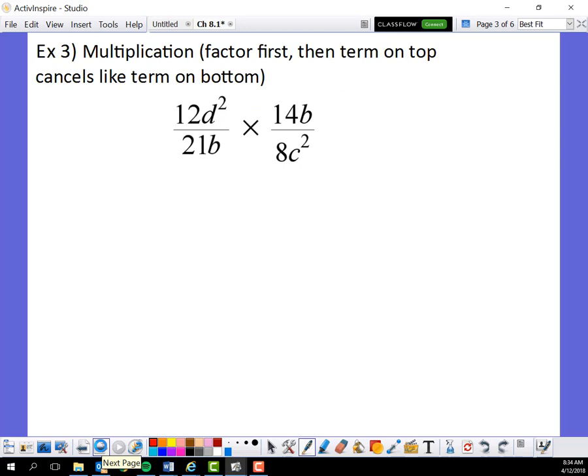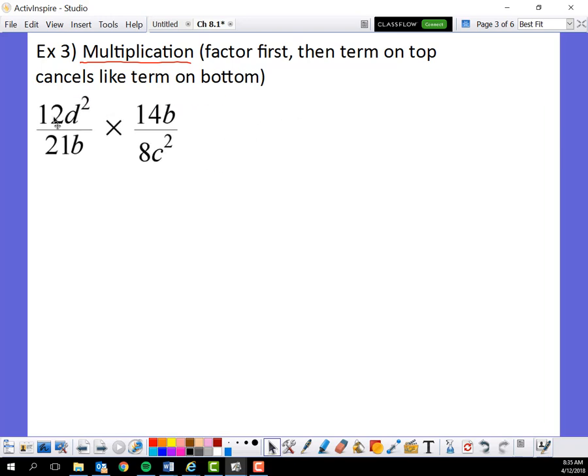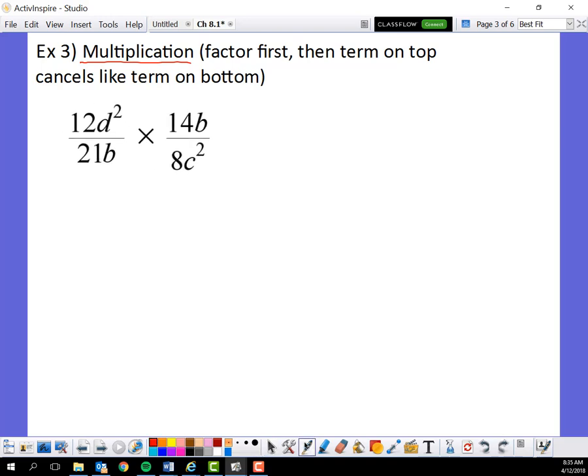Okay, next problem. Now we're going to look at not so much simplifying expressions. We're going to look at how we multiply. So take a second, write this down, and then get back with me when you're ready to go through the problem. Okay, so the hint that you see here is that we want to factor first, then terms on top and terms on bottom cancel each other out. Okay, this is going to be kind of a unique way of multiplying fractions that may be a little confusing for you, and that's okay. You might have to watch this part a couple times to see exactly what we're doing here.